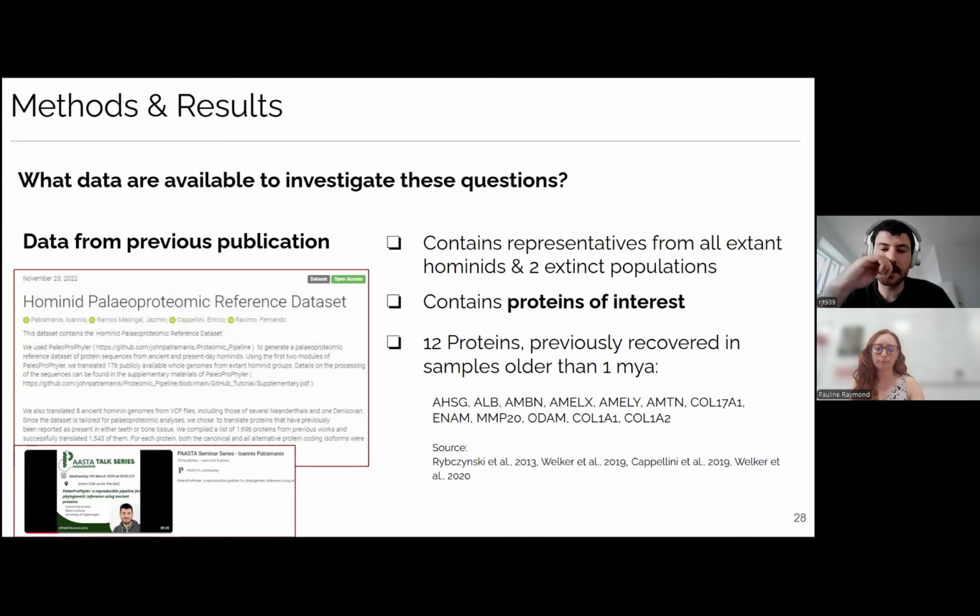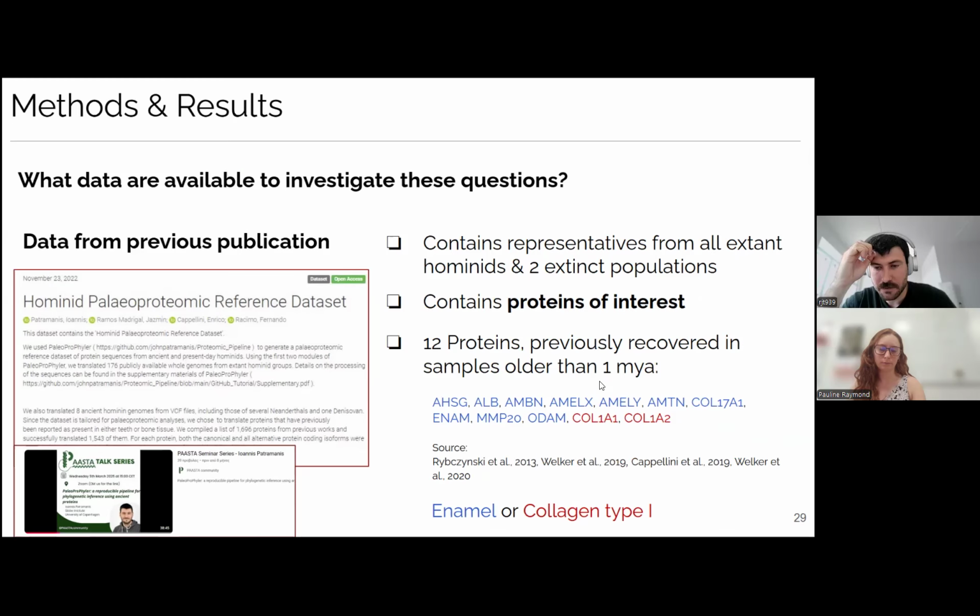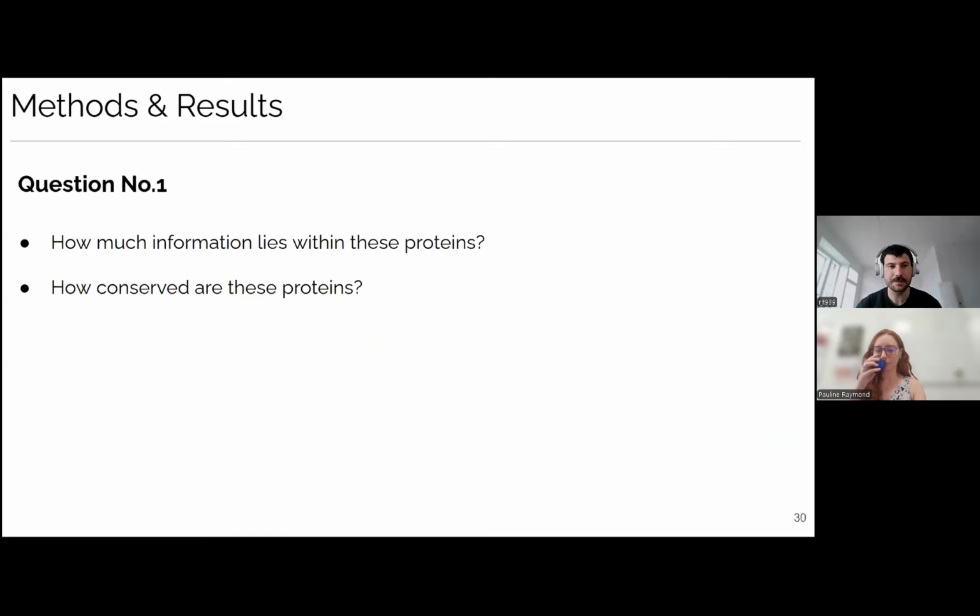So for this project, these were 12 proteins that have been previously recovered in samples that are older than 1 million years. And here I colored them blue if they belong to enamel, or red if they belong to collagen. And of course, this was a couple of years ago, so things might change and we might recover more proteins as time progresses, but this is what we had at that point.